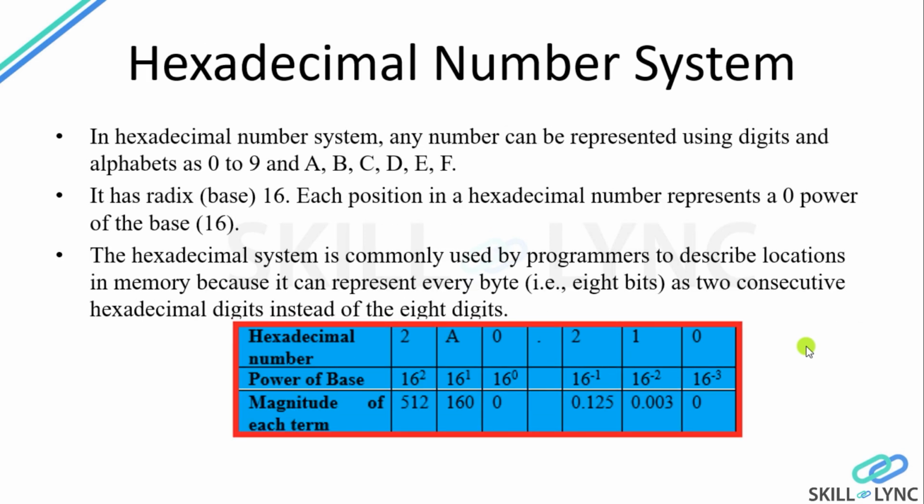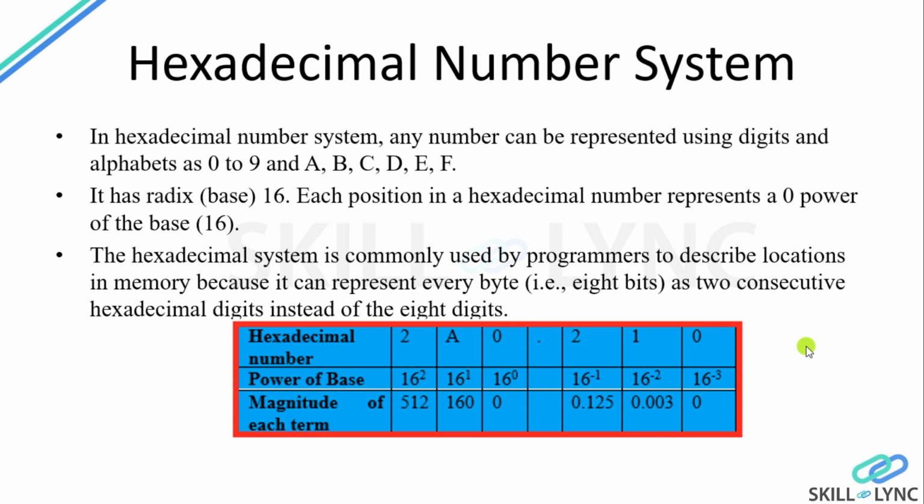So let's proceed towards the hexadecimal number system. What is hexadecimal? As the name suggests, hexadecimal means 16. So it has base or radix equal to 16, and the values start from 0 to 15. One thing to take care of is that in digital electronics we do not write 10, 11, 12, 13, 14, 15. We take 10 as A, 11 as B, 12 as C, 13 as D, 14 as E, and 15 as F. So we have a range between 0 to 9 and A, B, C, D, E, F.